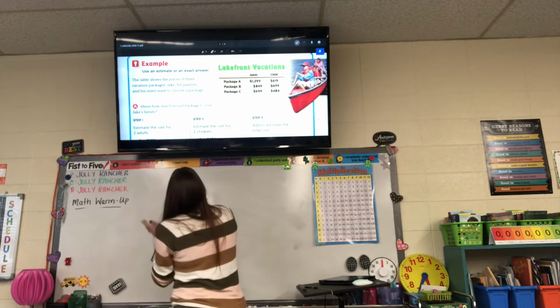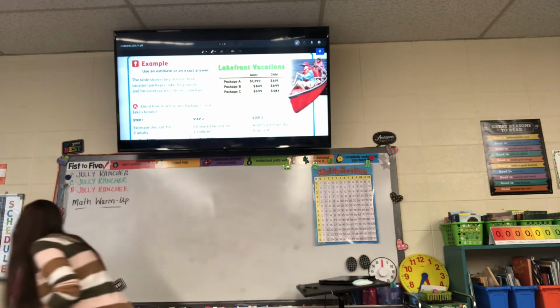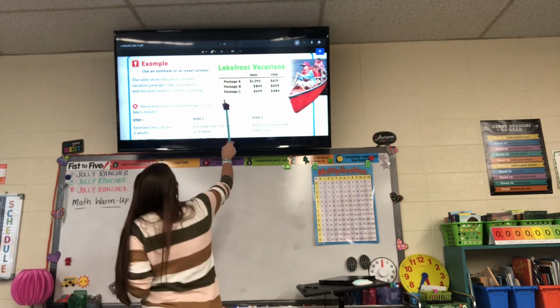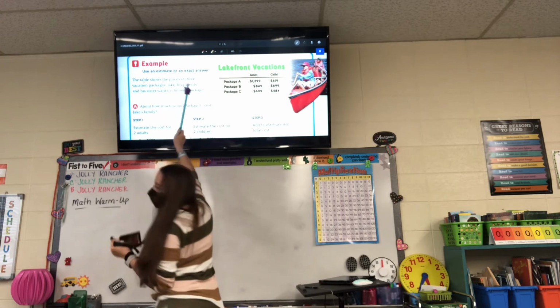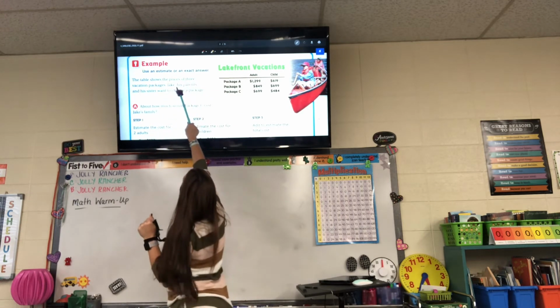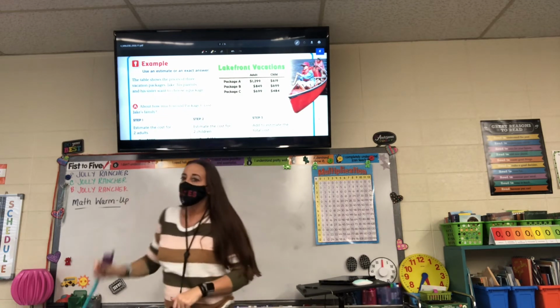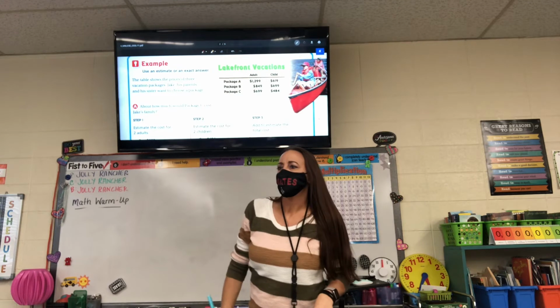Okay. The table shows the prices of 3 vacation packages. Jake, his parents, and his sister want to choose a package. How many adults are going? Show me on your fingers.